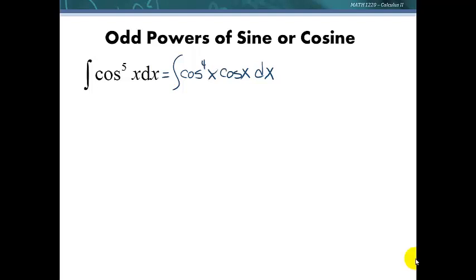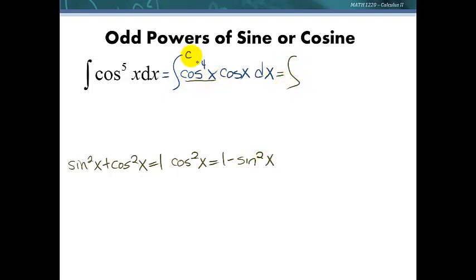But first of all, let's remember the Pythagorean identity from trig. That says that sine squared x plus cosine squared x equals 1. And we could solve this for either sine squared x or cosine squared x. In this particular case, we're going to solve it for cosine squared x, and that's 1 minus sine squared x. So now I'm going to replace this. This is the same thing as cosine squared x, squared, and so I'm going to replace the cosine squared with 1 minus sine squared x, and then I need to put the squared on it, and then I still have the cosine x dx.